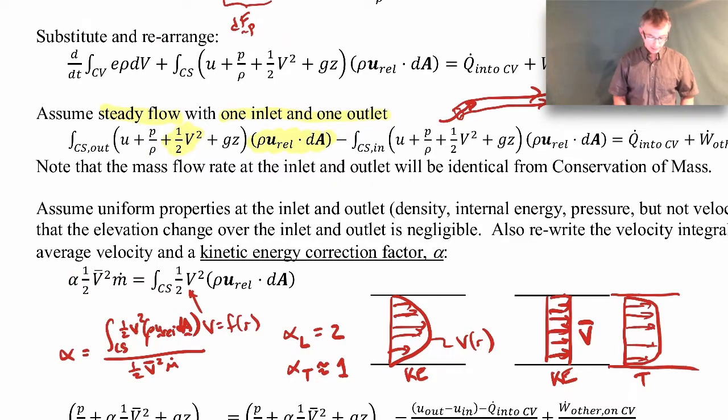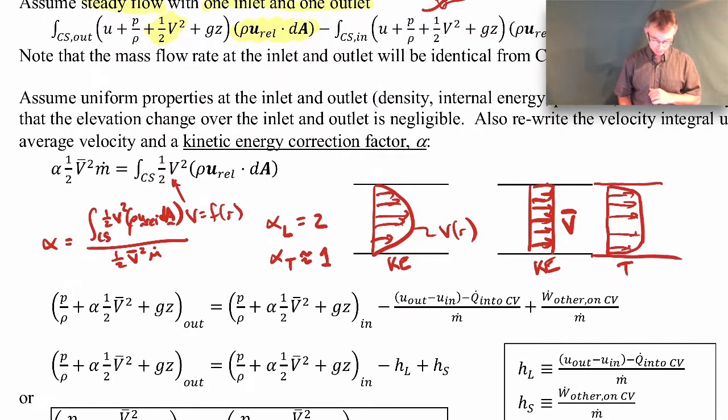Okay, so if we go ahead and assume these uniform properties for the internal energy and pressure and density and the potential energy, and then we make our correction for the kinetic energy, we'll get this expression. And I've rearranged a few things here. I brought the internal energies to the right-hand side. I put the outlet on the left-hand side and the inlet on the right-hand side. So I divided through by the mass flow rate. So from up here to down here was just some rearranging.